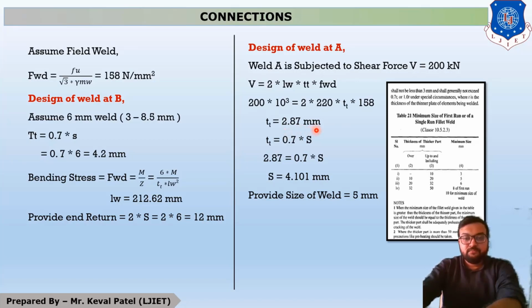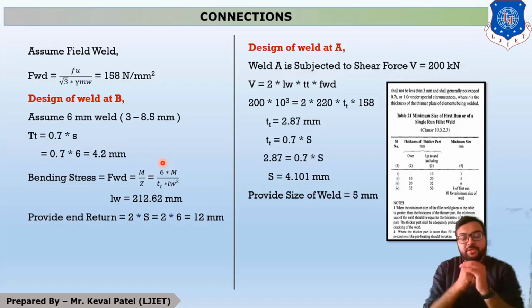So students, after putting all these values, our final answer of throat thickness is 2.87 mm. Now, what is the equation of throat thickness? It is 0.7 into S. So we find our value of S is 4.101 mm. It means our selection, which is assumed in the range of 3 to 8.5, is feasible. So if we assume our size of weld is 6 mm, but if we provide a size of weld of 5 mm, then also it can resist a shear force of 200 kN and bending moment of 10 into 10 raised to 6 Newton into mm.